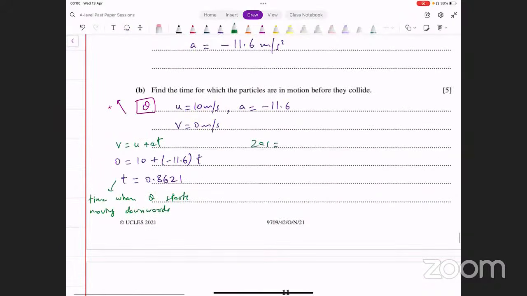Two a s equals v square minus u square. What does that give us? 2 into minus 11.6 equals 0 square minus 10 square. We'll get a value for acceleration from here. You can see what that turns out to be. Okay, so 4.3 displacement area.